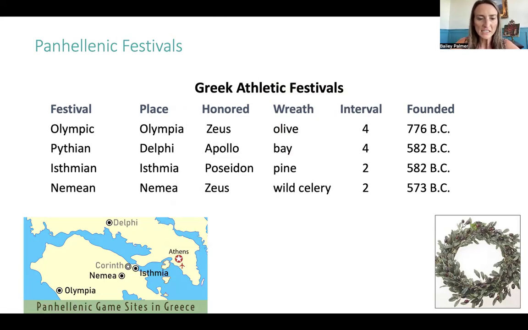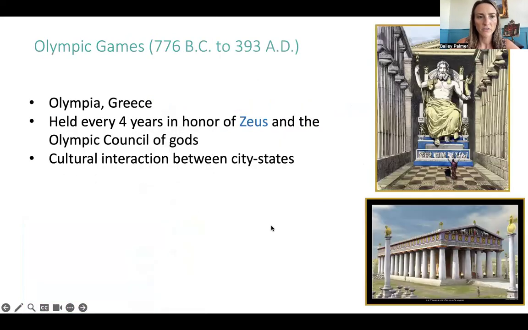You can see these other city-states. You can see Athens over there. These are the Panhellenic Games sites in Greece. But like I said, we're just going to focus on the most popular one, the Olympic Games, held in Olympia, Greece, every 4 years in honor of Zeus.